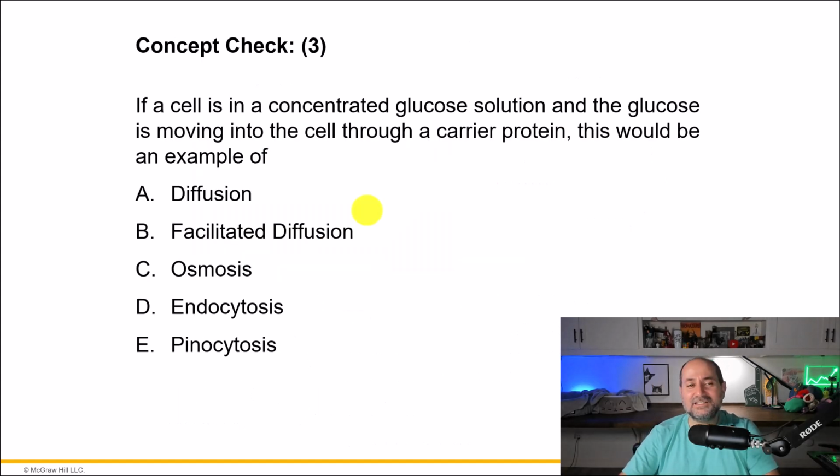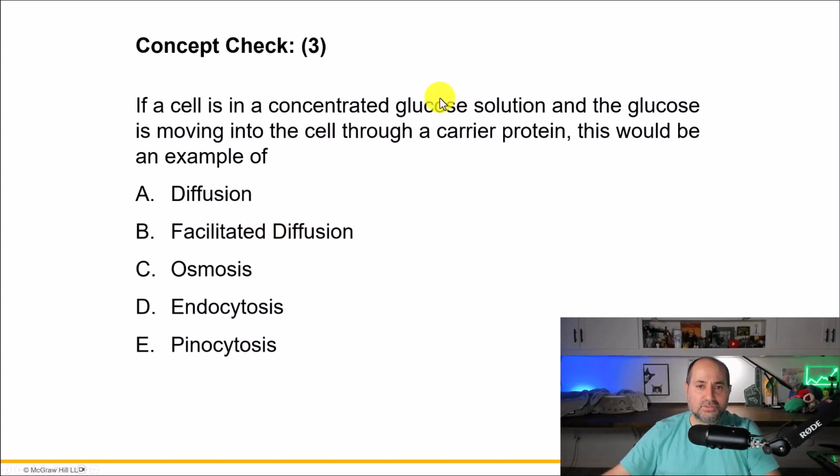All right, and that leads us to concept check number 3. If a cell is in a concentrated glucose solution, very high glucose solution, and the glucose is moving into the cell through a carrier, right? So it's doing facilitated diffusion. This would be an example of facilitated diffusion.